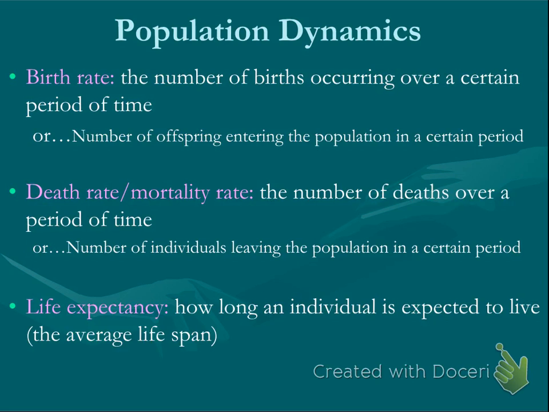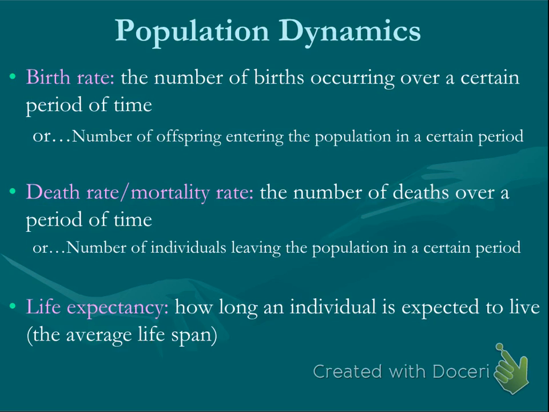Fruit flies live for about 2 weeks. The number of births and deaths per year is ridiculous. So for them, we might say births per day or deaths per day. But for a lot of species that have longer life expectancies, we tend to think in terms of years, births per year.